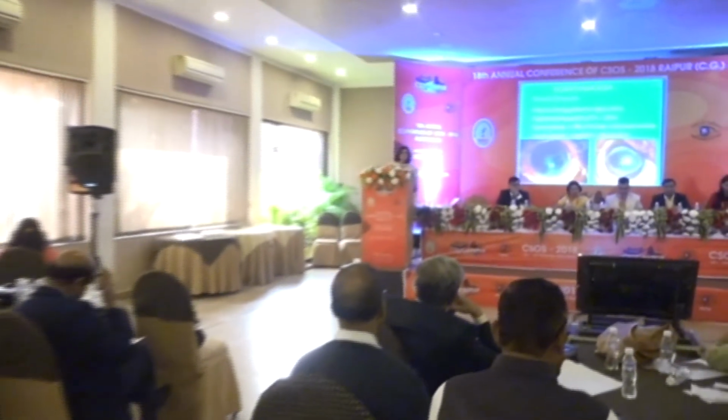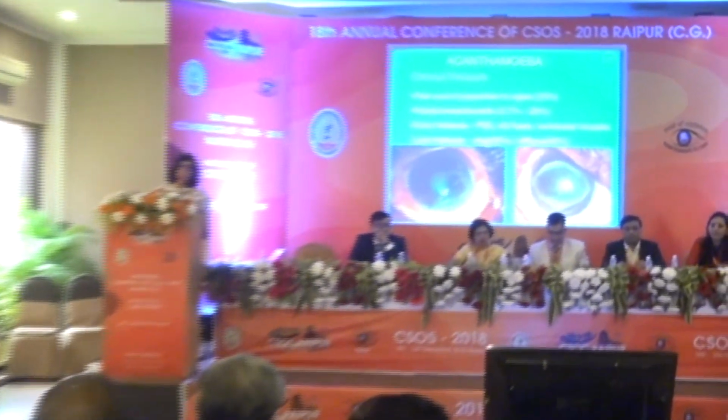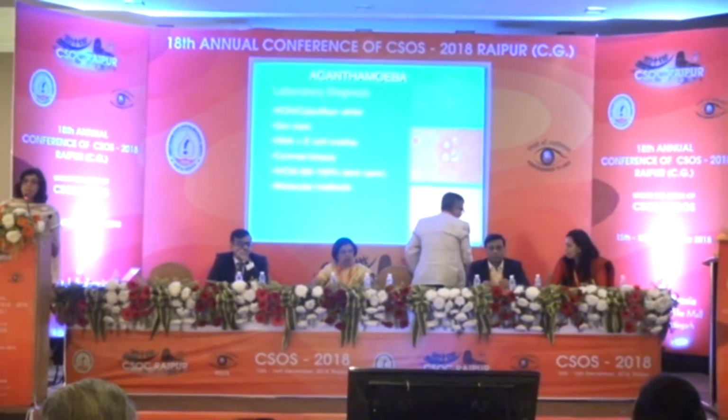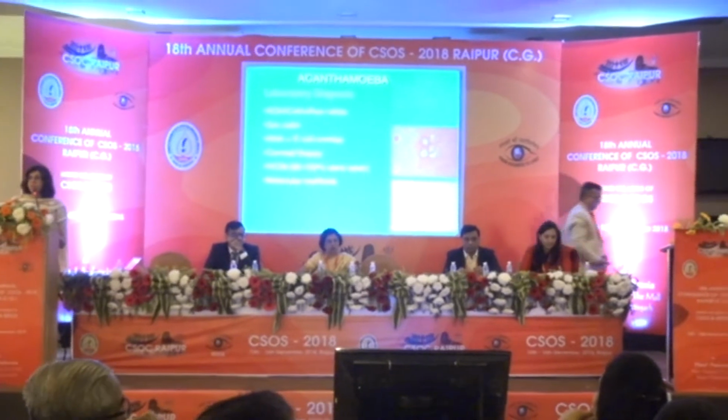In the late stages, ring infiltrates are seen in about almost 1/3 of patients, or it could be a very diffuse kind of an infiltrate. So diagnosis is fairly simple if you have a KOH and a gram stain.